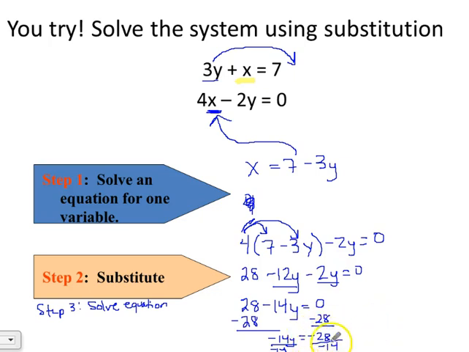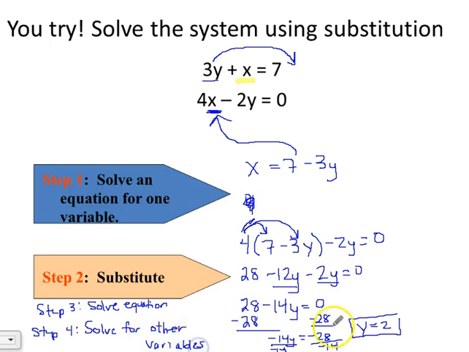So negative 28 divided by negative 14 is y equals 2. That's what we end up with, y equals 2. But remember, now my last step is to solve for the other variable. I need to solve for both variables.